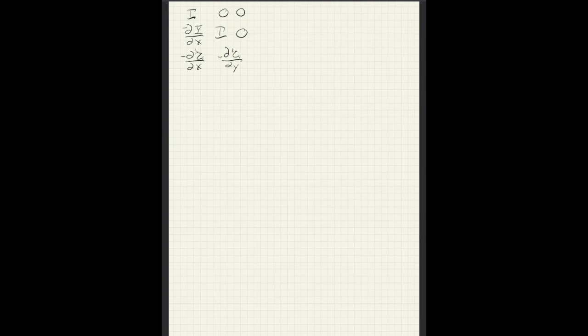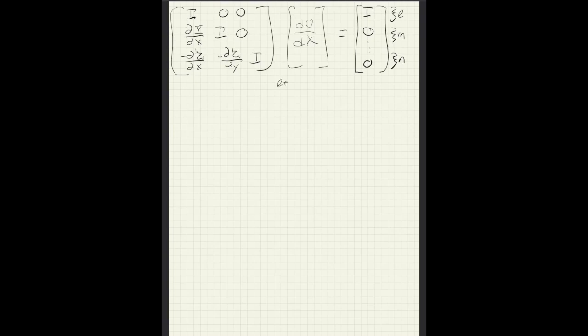dz/dy and the identity matrix. Here is the solution that we're looking for, and the right-hand side looks like this. Now, I want to point out that this is an identity matrix. In other words, there are L columns of this, because remember, x is of size L, and we are solving for du/dx. The solution vector right here is of size L plus M plus N by L. That's this guy. Same for this one, L plus M plus N by L.